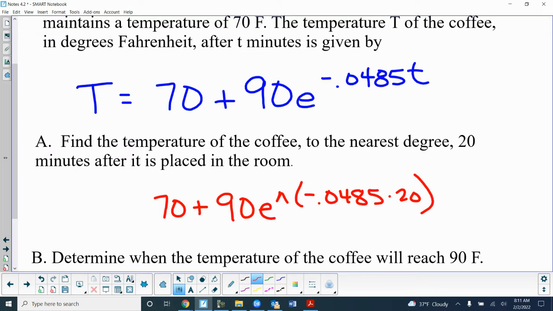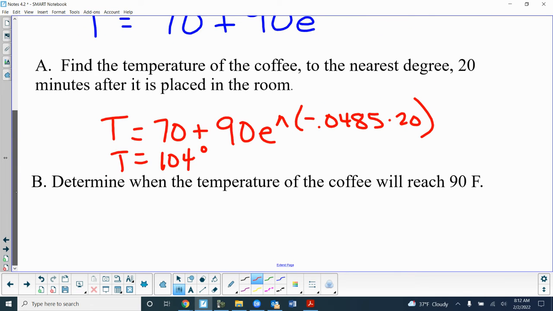So that's how much the temperature is. So the temperature, after we plug that in, is 104 degrees. It's probably still kind of hot to drink, isn't it? Okay? Yeah. So here's the other thing you got to do. Determine when the temperature of the coffee will reach 90.